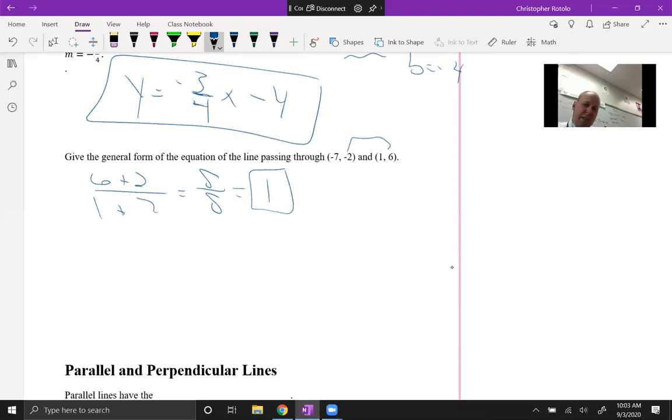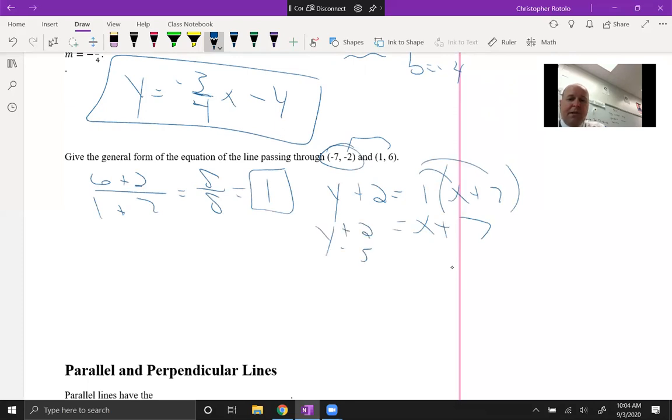And eventually, I was able to convince a lot of my students that point slope is actually easier to work with from this point. So I just want to grab one of these, and I want everything to be positive. So I'm going to work with this y plus 2 equals the slope times x plus 7. And that means I would distribute the 1, so it's x plus 7 equals y plus 2, and then just subtract the 2. So now I'm at y equals x plus 5.